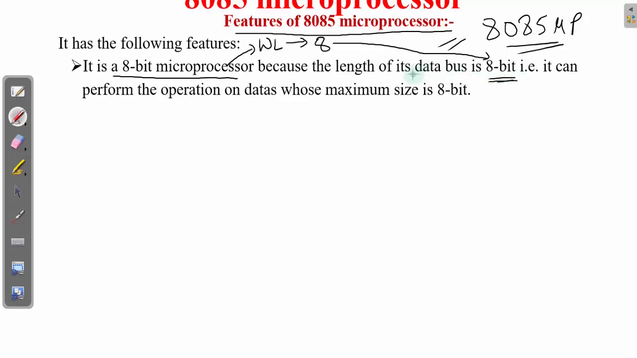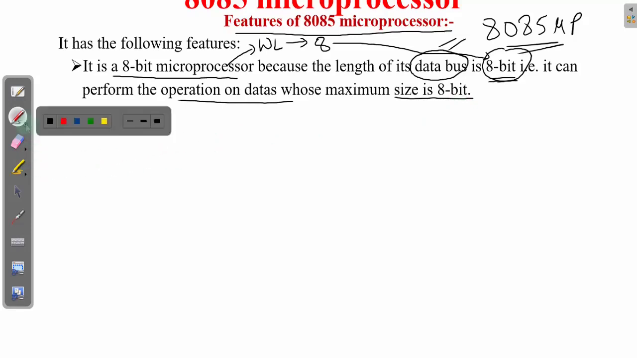Keep that in mind. What is data bus and all, we'll understand after a few slides. Just to keep in mind, in the 8-bit microprocessor 8085, it is having something called a data bus, and that data bus size is 8-bit. It can perform operations on data whose maximum size is 8-bit. In order to understand this, I will draw a diagram which can elaborate better.